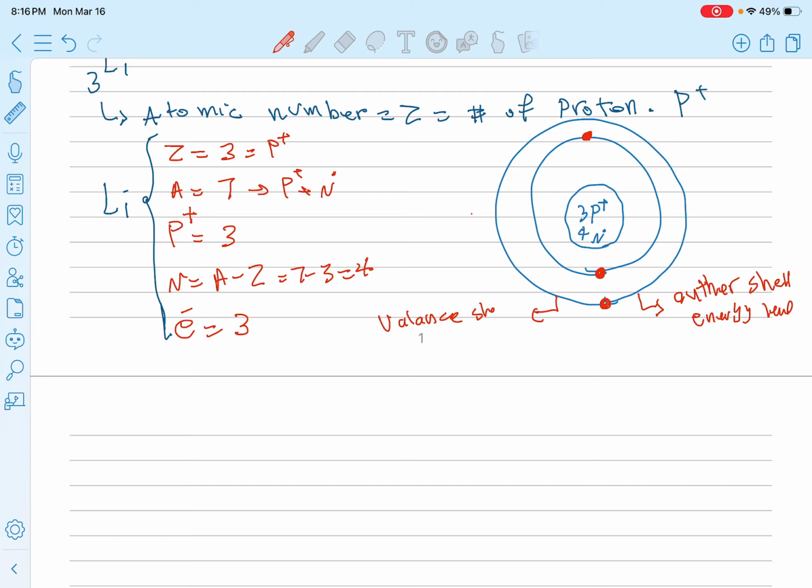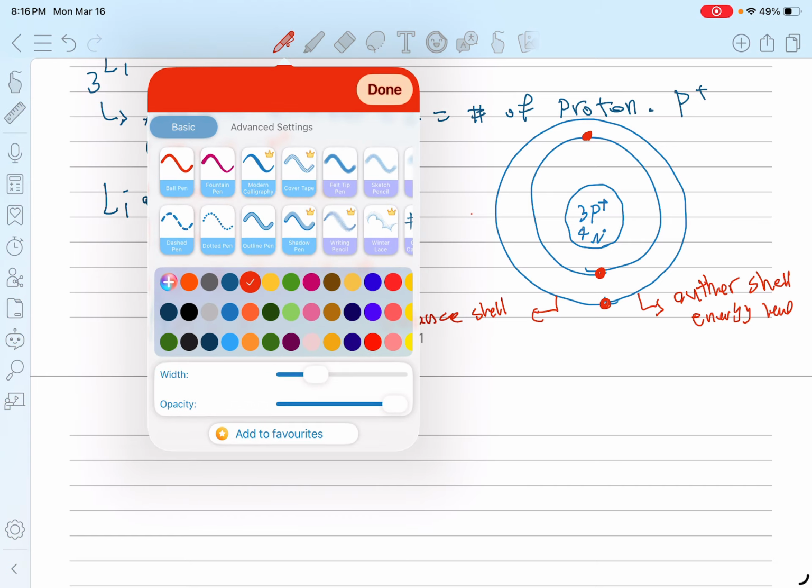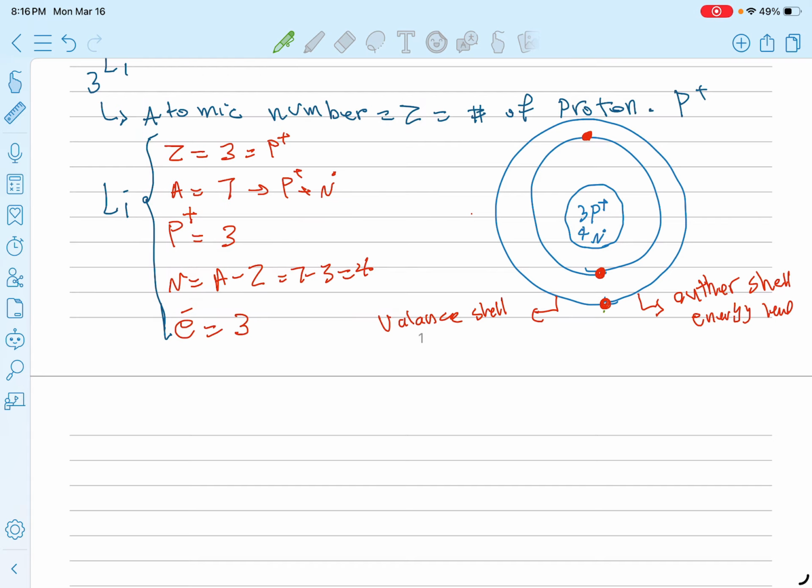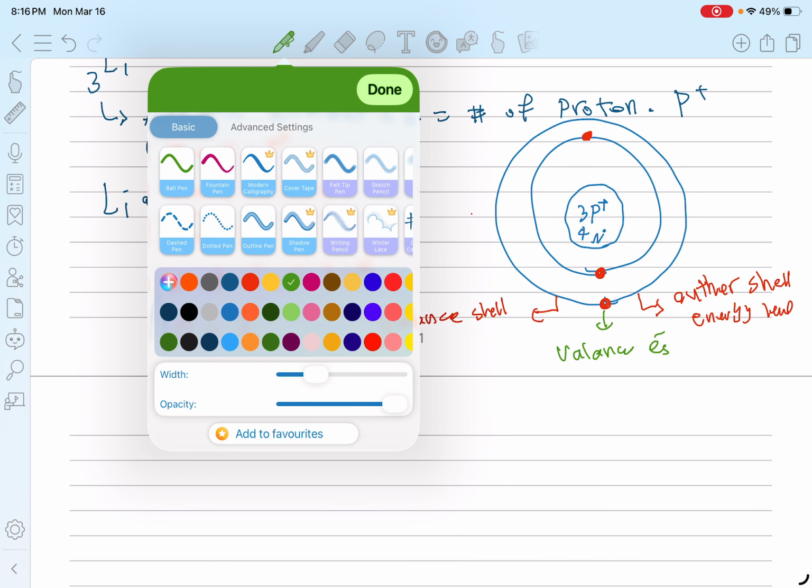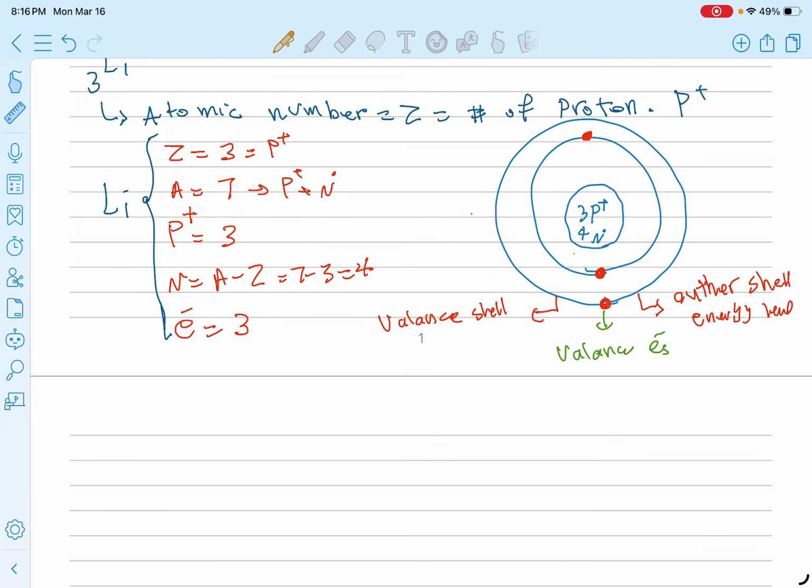Valence shell. Also, the electrons in this shell we call valence electrons. So the valence electron count for lithium is 1. Another thing that I would like you to pay attention to is when you are drawing the energy levels: the first energy level n is 1, the second n is 2.